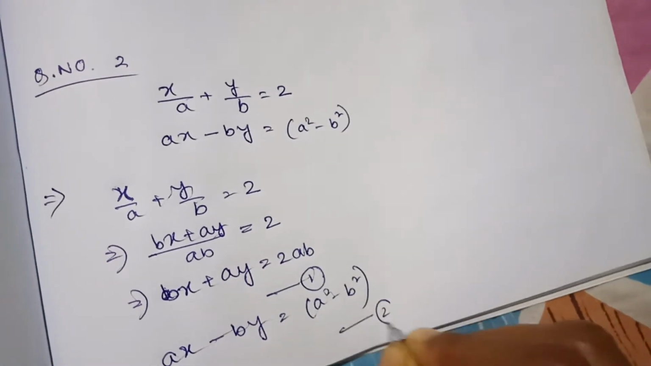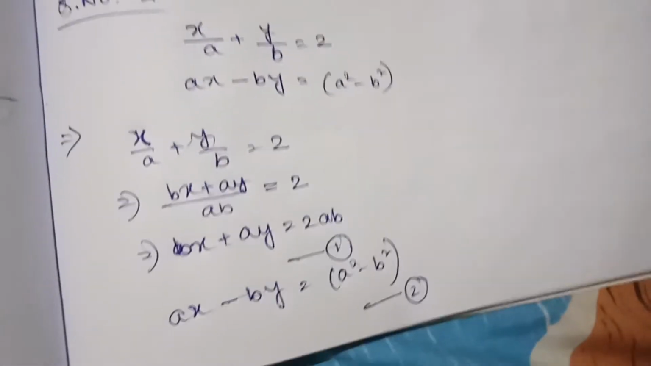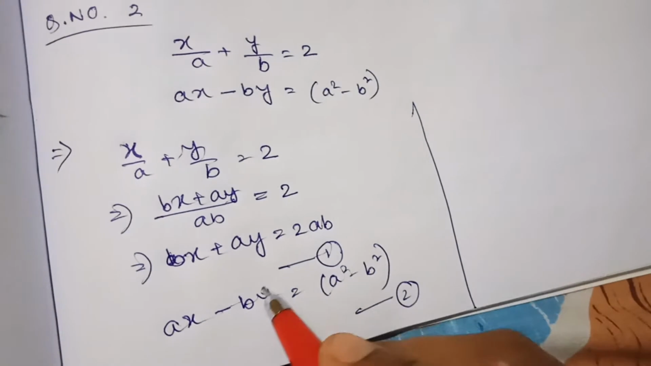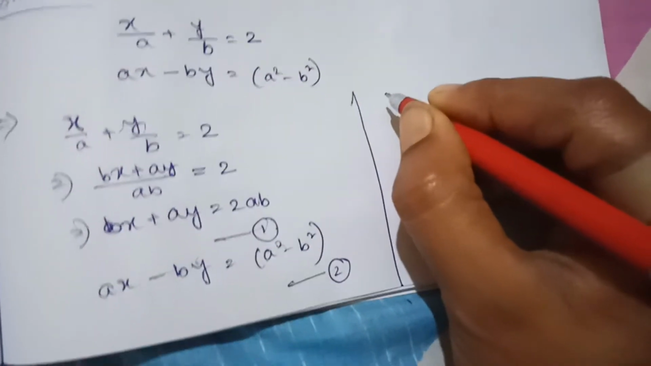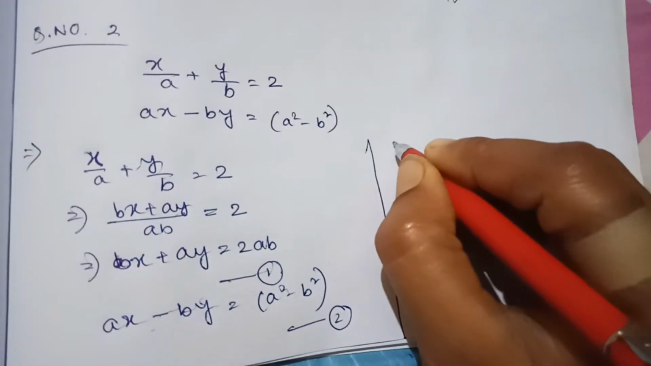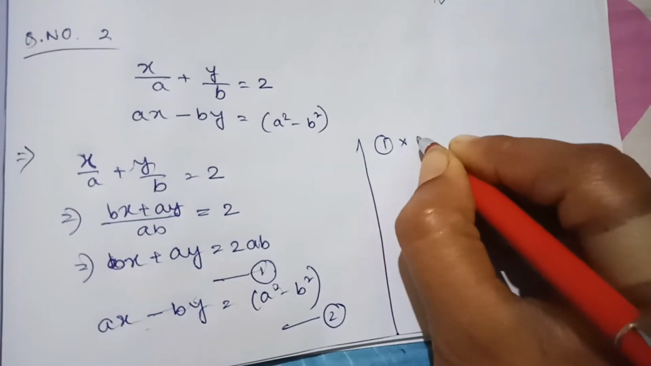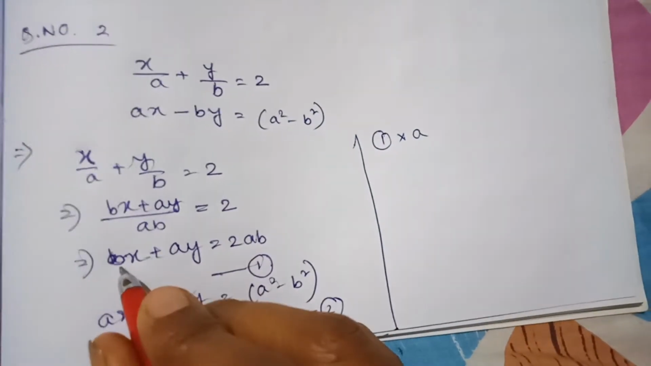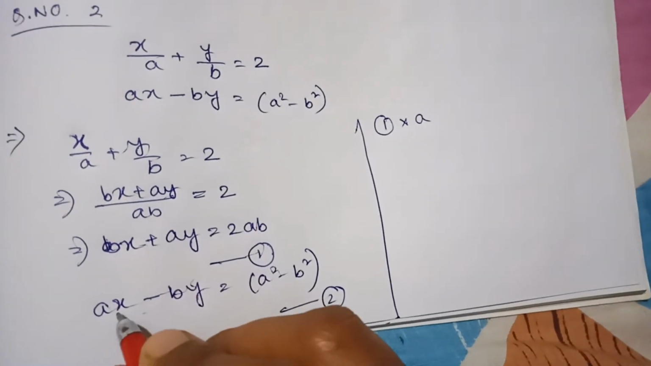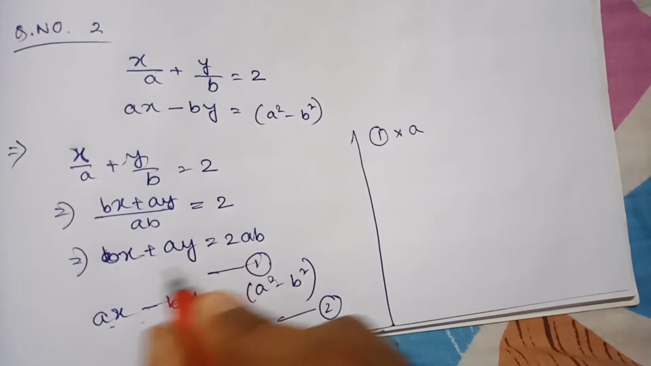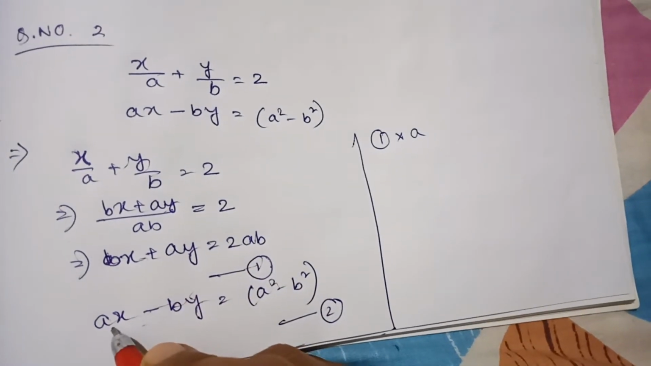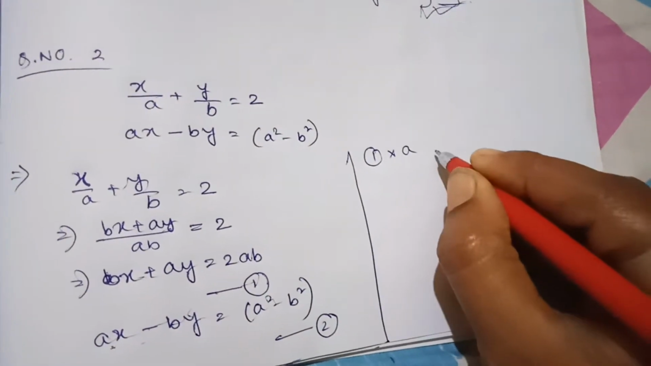Right? This is number 2. So what do we need to get? After these two are now in standard form, I'm applying the elimination method again. So number 1, I'm multiplying with A. I just want to make it ABX, and here it is also ABX. So I'm multiplying 1 with A and multiplying 2 with B.